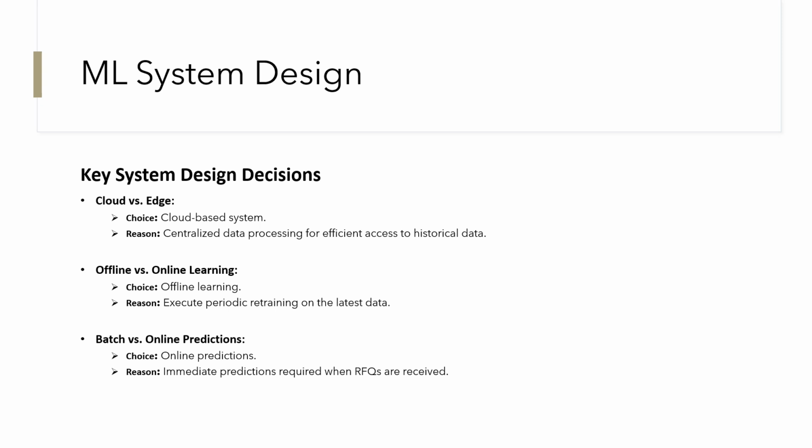The machine learning system design decisions were: cloud versus edge. We're going to go with a cloud-based system. A cloud-based system is better for processing data in a centralized way. It's more efficient and has access to historical data. Offline versus online learning, the choice here will be offline learning. So the plan is to execute periodic retraining on the latest data. Online learning is not required. And then batch versus online predictions. The choice here is online predictions. It's very important that when an RFQ comes in and gets popped up to the trader, there is an immediate response from the model on the prediction about whether this is likely to be executed or not.